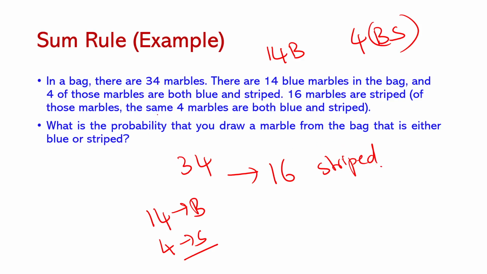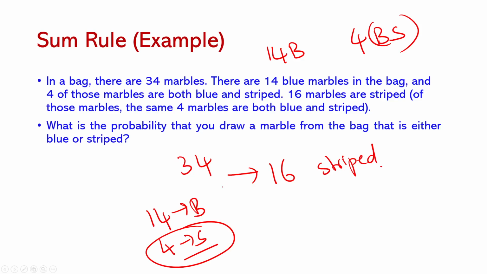Of those marbles, the same 4 marbles are both blue and striped. It means these 4 are common in both. Okay, what is the probability that you draw a marble from the bag that is either blue or striped? So how many are actually blue and how many total are striped, that we have to find out. Only then can we apply our sum rule.